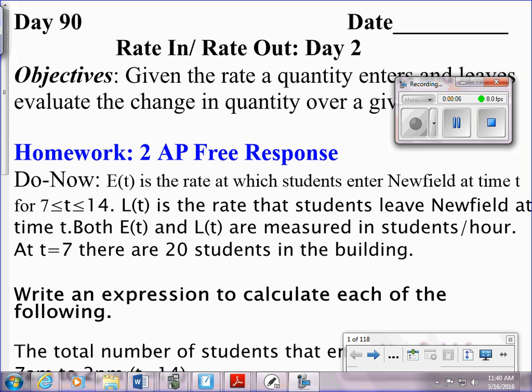Okay, guys, so yesterday we were doing rate in, rate out problems, and we're going to do that again today.